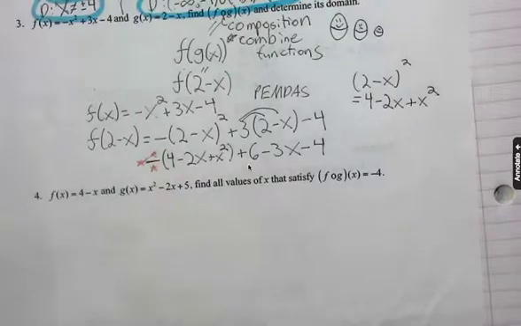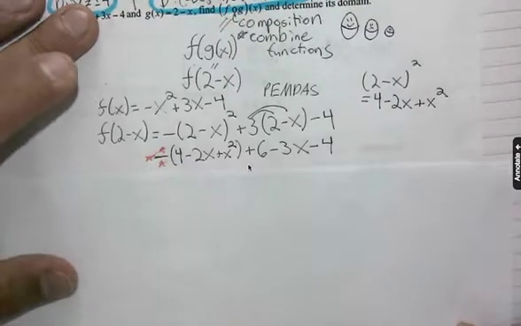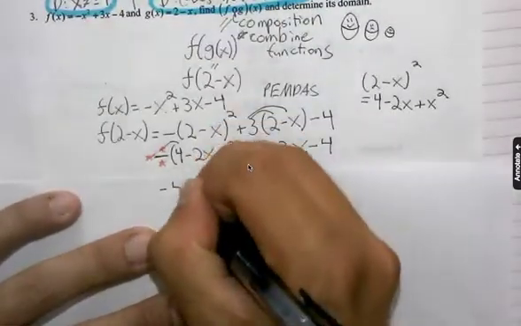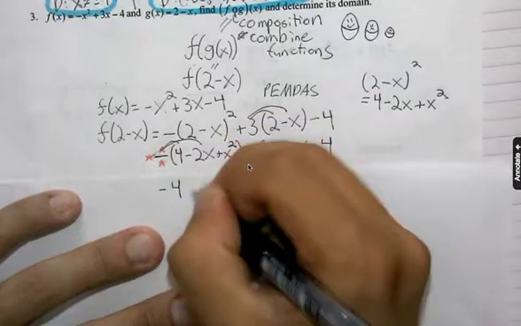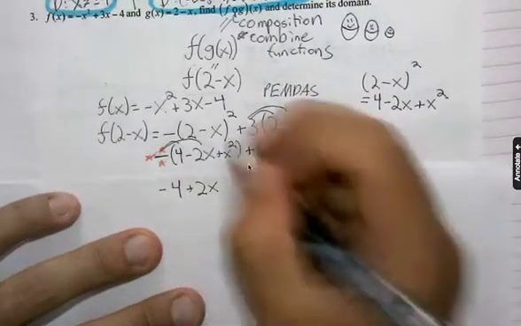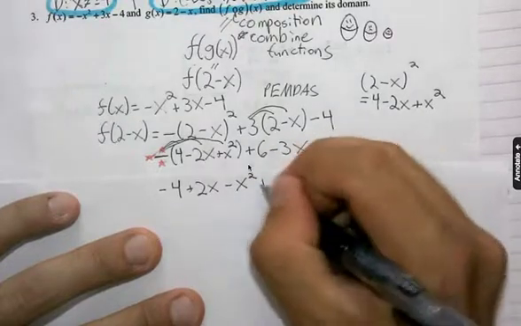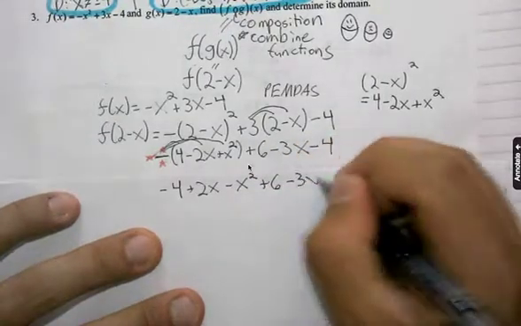Hold on to any sign that's given to you in the equation because you need it. So if we start to distribute that in, it's as if we're subtracting it. So you could write in subtracting 4, adding on 2x, subtracting x squared, plus 6 minus 3x minus 4.